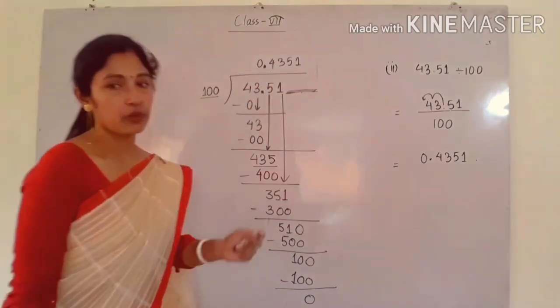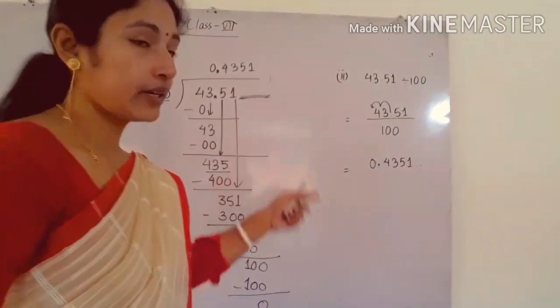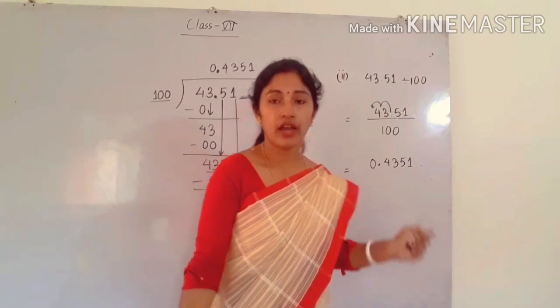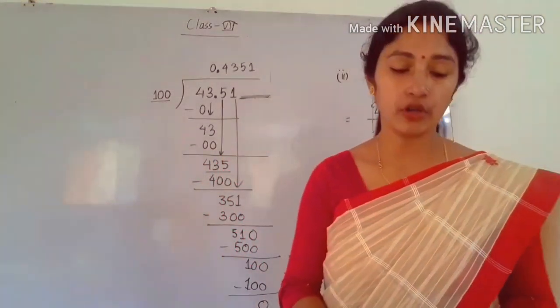0.4351. That will be our answer. We have also done it directly. So this is the direct technique I told you, and this is the long division method. You can do it by the long division method also.